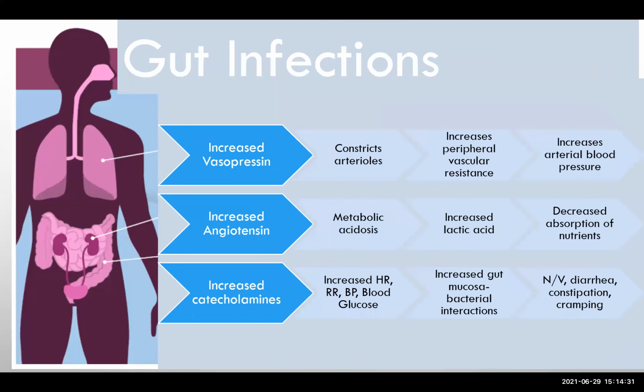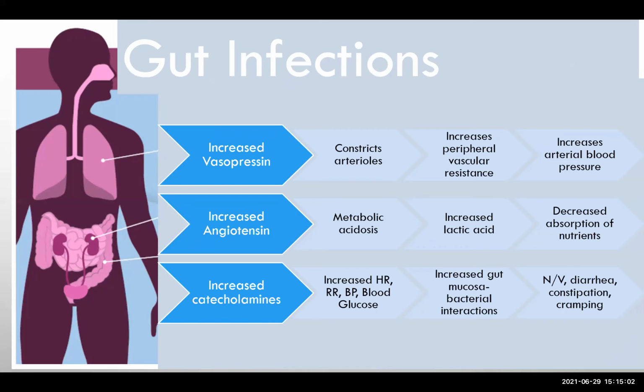How about gut infections? Well, the gastrointestinal tract, when it has increased vasopressin, it constricts the arterioles. This increases the peripheral vascular resistance, which increases arterial blood pressure. The increased angiotensin can lead to metabolic acidosis, and that increased lactic acid we discussed, which is a hallmark for sepsis. This decreases the absorption of nutrients in the gastrointestinal tract.